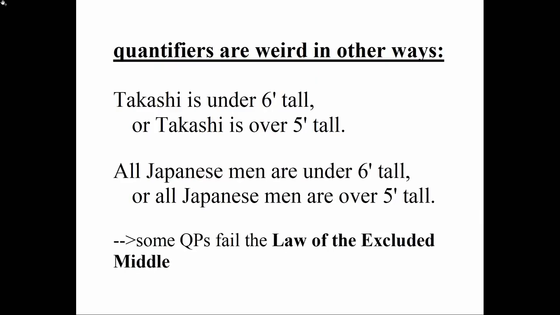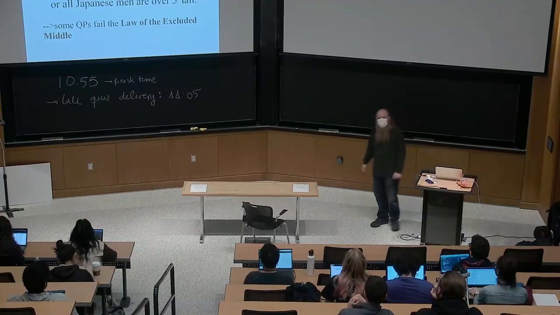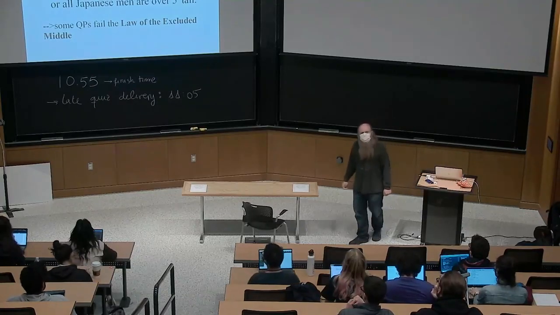There are also quantifiers that fail what's called the law of excluded middle. The law of the excluded middle says if you have two predicates like be under 6 feet tall and be over 5 feet tall, then a sentence like Takashi is under 6 feet tall or Takashi is over 5 feet tall has to be true. We don't have to measure Takashi to find out whether that's true.